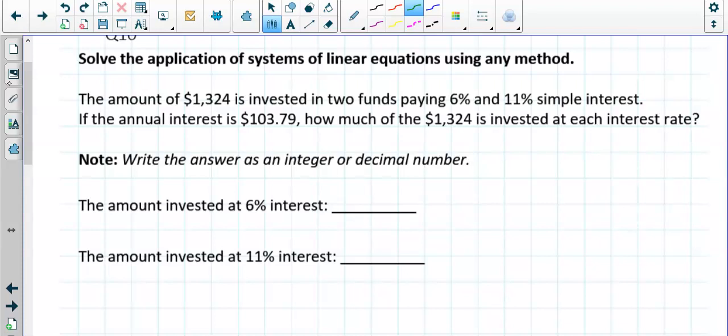All right, the amount of 1,324 is invested into two funds paying 6% and 11% simple interest. If the annual interest is $103.79, how much of the 1,324 is invested at each interest rate?